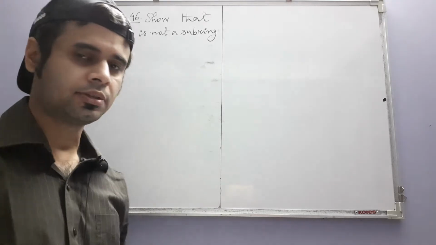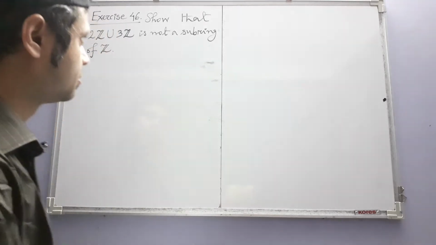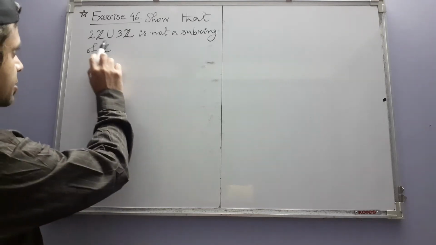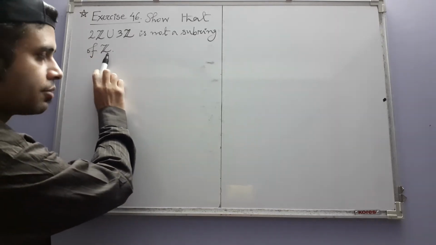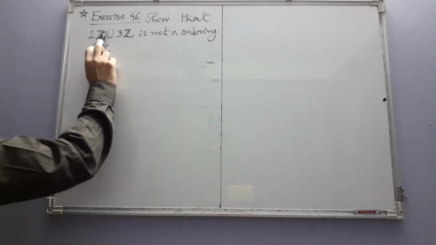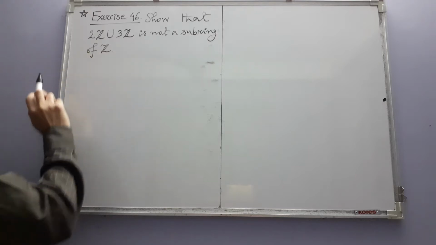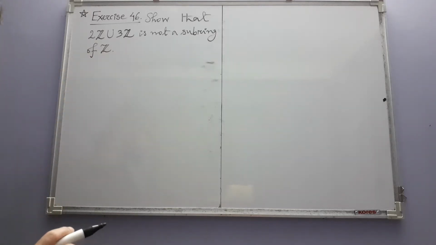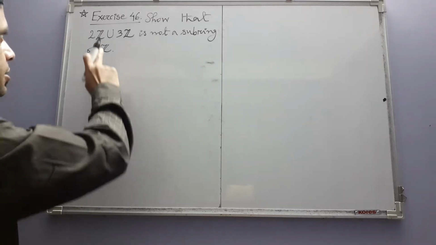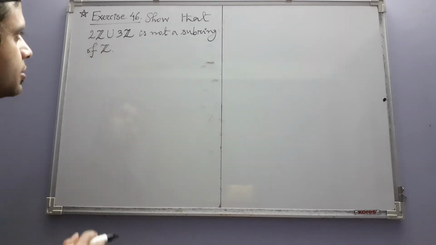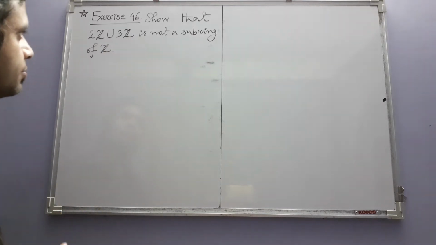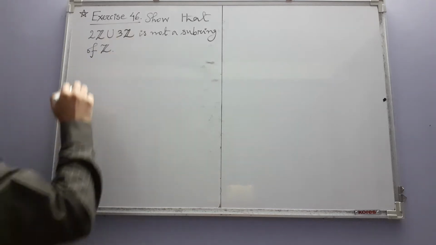Now we come to ring exercises. Exercise 46. We have to show that this set is not a subring of the ring of integers. You know that this set 2Z denotes the set of all integer multiples of 2, or in other words, this is the set of all even integers. Like that, this is the set of all multiples of 3, and this is their union.